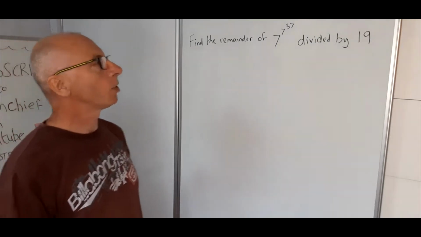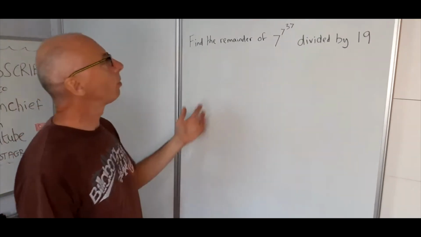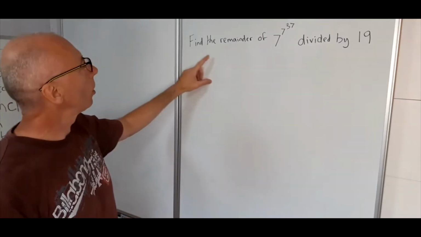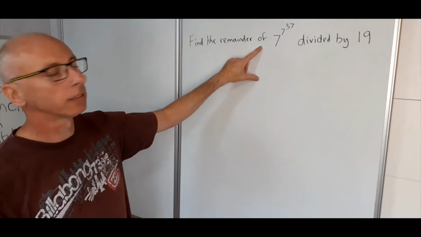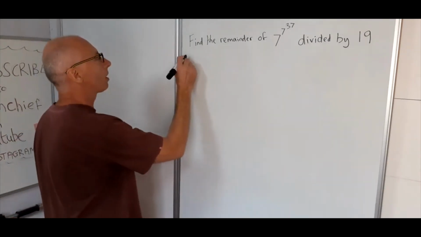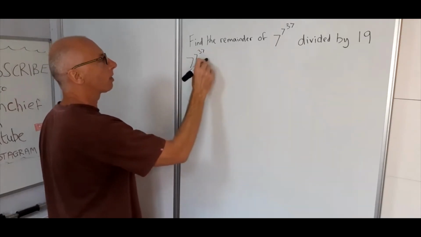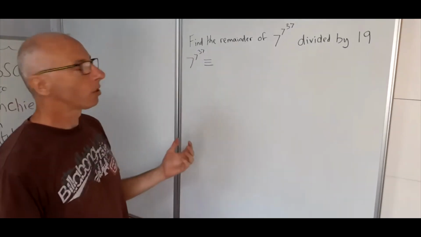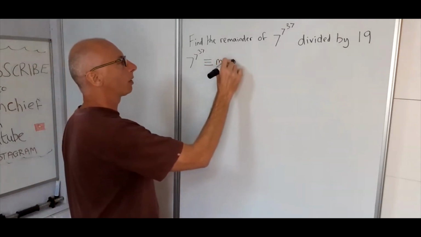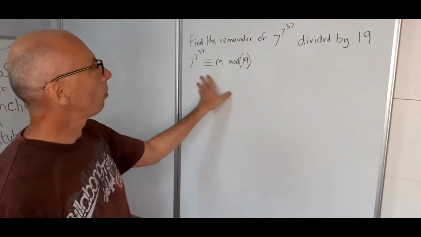So we're going to have to use some number theory information to try and solve what happens when we divide this by 19. What we're looking for is the remainder. So ideally, 7 to the power of 7 to the power of 37 is congruent with some possible number, which we'll call m, modulo 19. So that's basically what we're looking for.